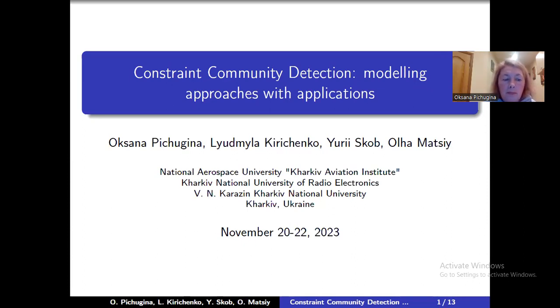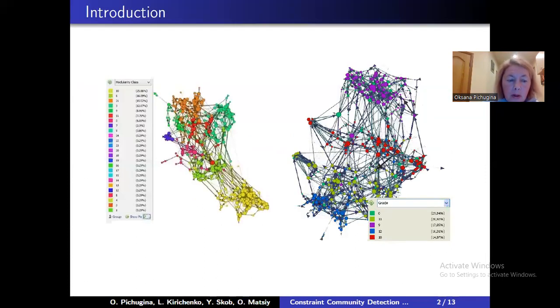Hello, everybody. I presented two constraint community detection modeling approaches with applications. Community detection, CD, is a process of identifying groups of nodes within a network with stronger connection within the group than with nodes in other groups. Community detection finds application in social network analysis, biology, computer science, urban planning, etc.